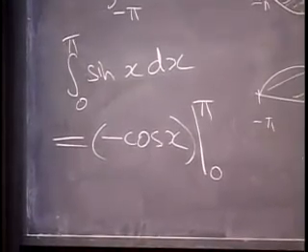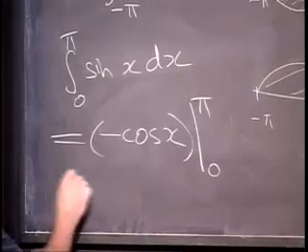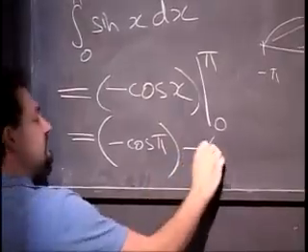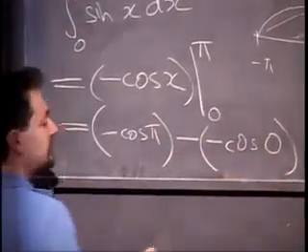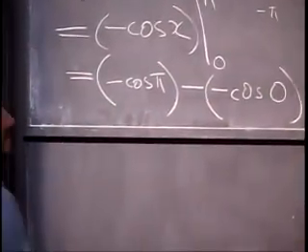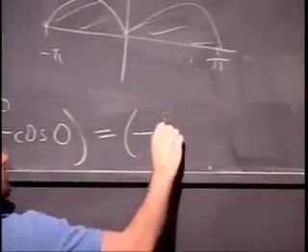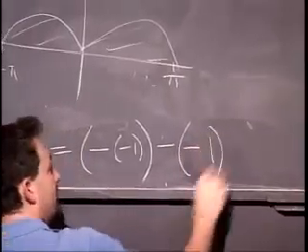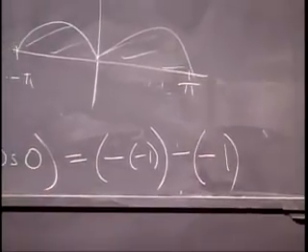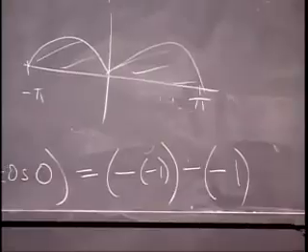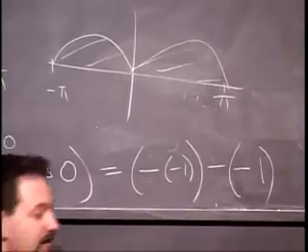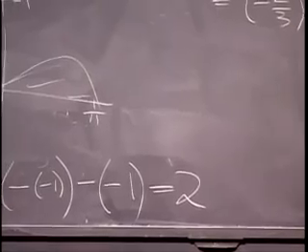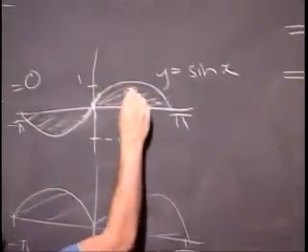It's negative cosine x. Anyway, so if you put minus cosine pi minus cosine 0, cosine of pi is minus 1. So this is minus 1 minus 1. Cosine of 0 is 1. So if you've gotten the minuses the correct way, this should be 1 plus 1, which, as we all know, is 2. So this area here is 2.